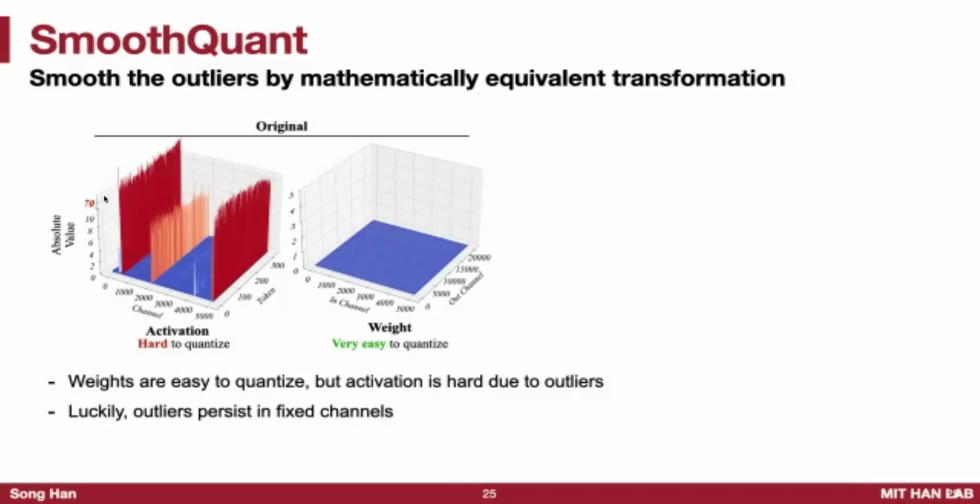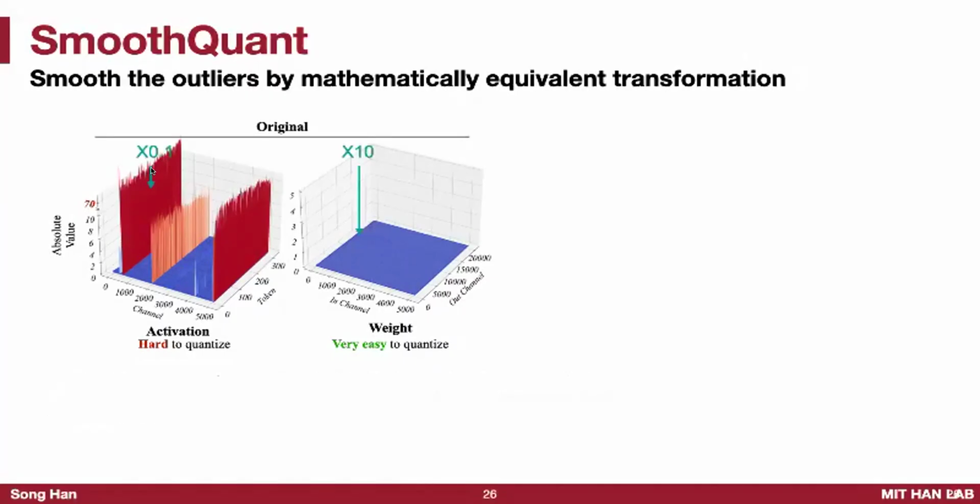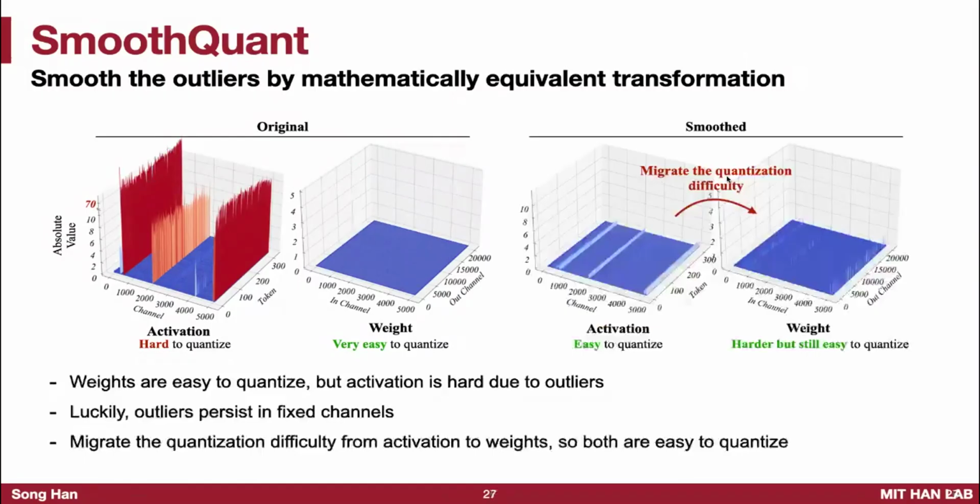So here we have a clever solution to migrate the quantization difficulty from activation to weight. Since matrix multiplication is linear, we can multiply the activation channel by a number like 0.1 and multiply the weight by a large number like 10. So 0.1 times 10 is still 1 by 1. Thus, we can migrate the quantization difficulty from the activation to the weight. So the activation, you can see, is much smoother. The weight is a little bit bumpier, but still very easy to quantize.